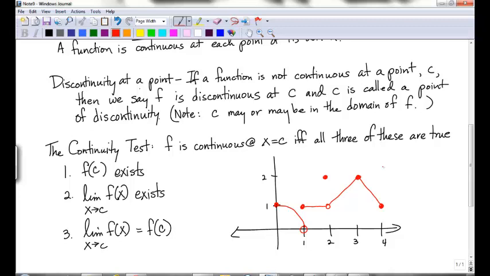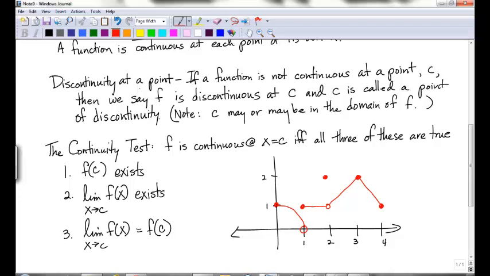Look at x equals 1. First, is there an f of c at 1? Is there a y value at 1? Yes, it's 1, 1. So this is true, there is a solid point. Then you have to check number 2. The limit of f of x exists as x approaches c. Coming in from the left and the right, is it going into the same y value? No. This is the one that fails for x equals 1. So make a note, at x equals 1, number 2 fails. It's not coming in to the same y value.